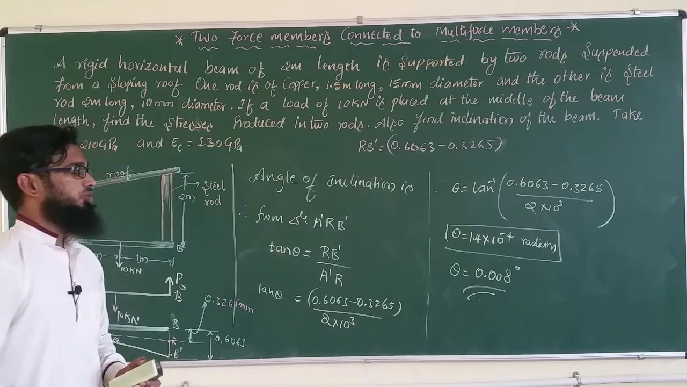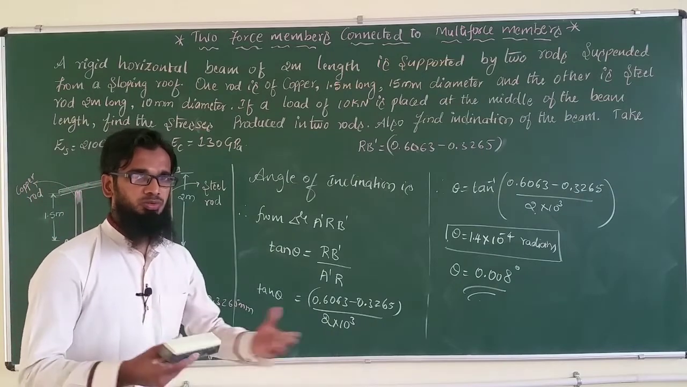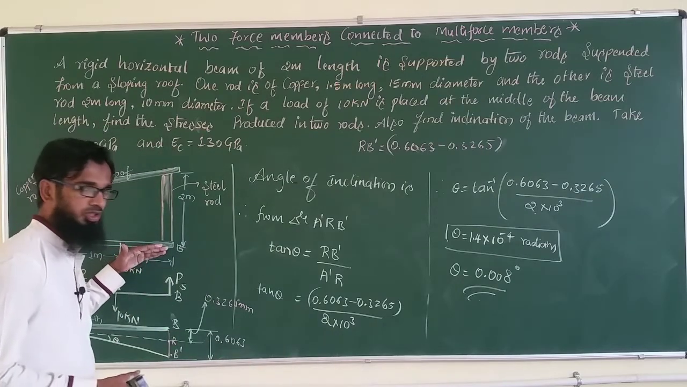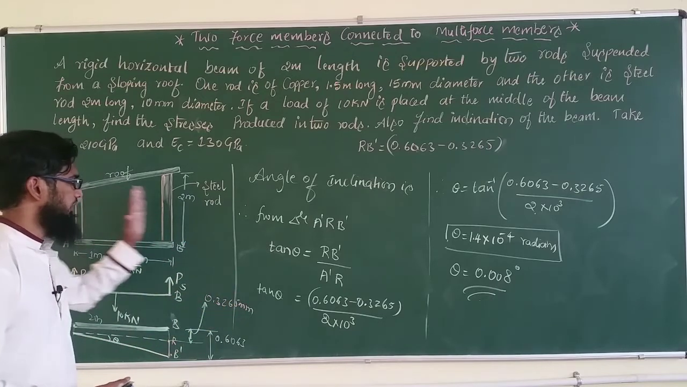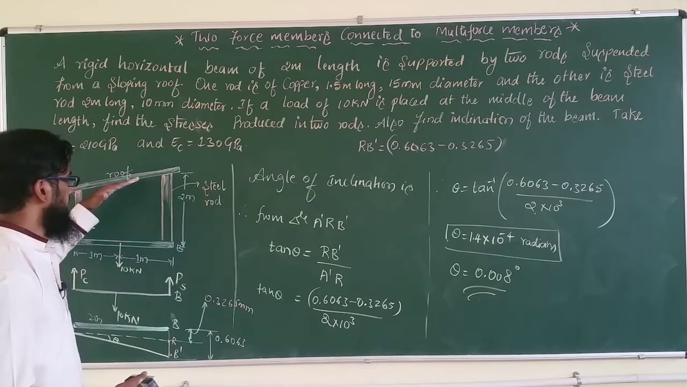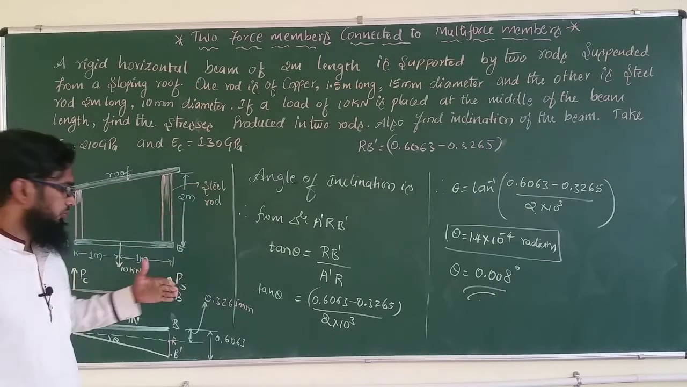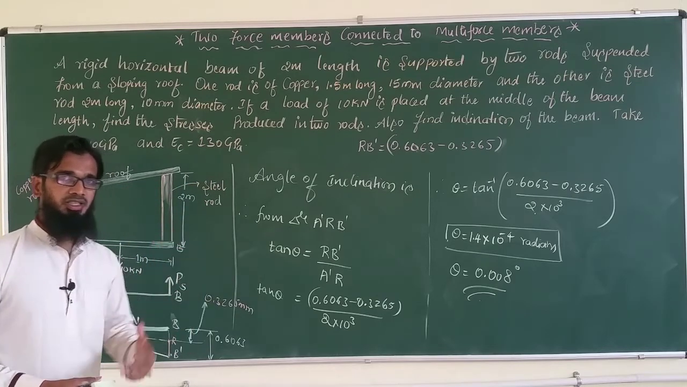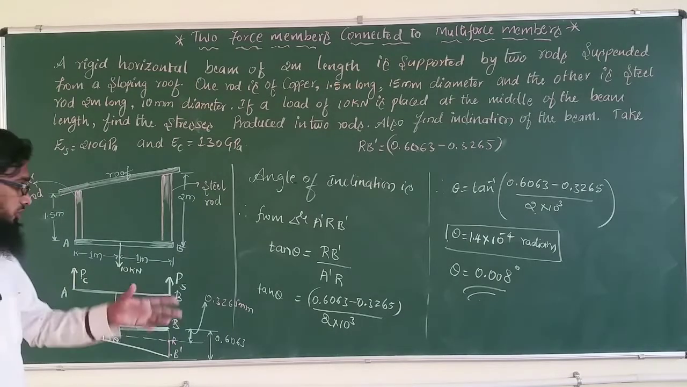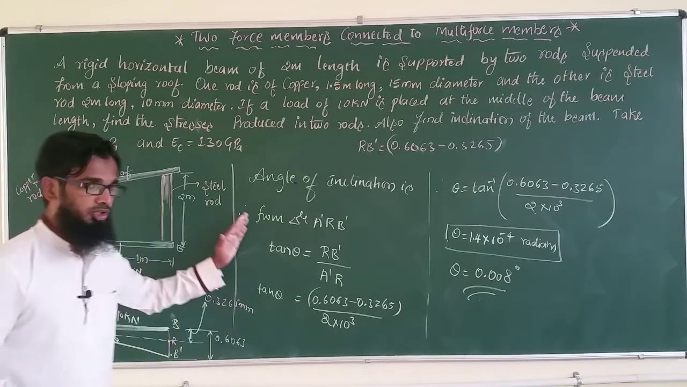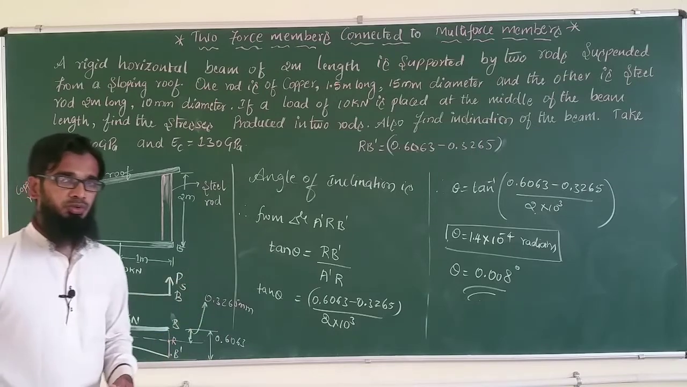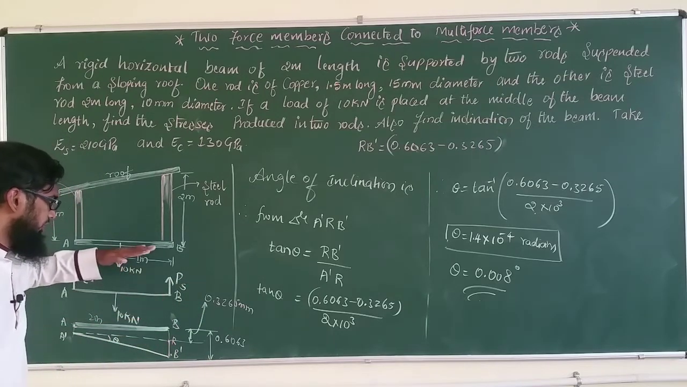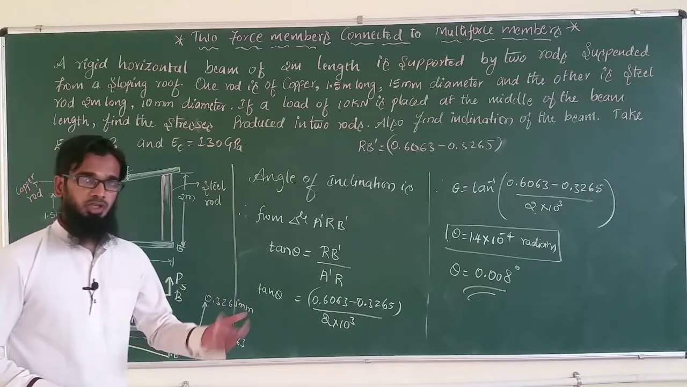I hope you have understood this simple numerical. A horizontal beam is given, suspended by two rods, a copper rod and a steel rod, with a sloping roof here. When we apply the load of 10 kilonewton at the center point, what will be the stresses induced in the copper rod and the steel rod? We also have to find the inclination when we apply the load on the horizontal beam.